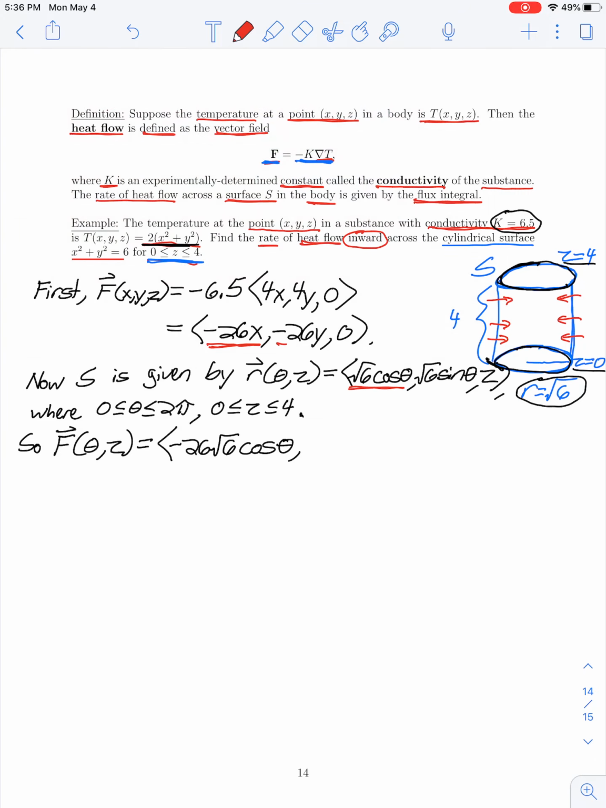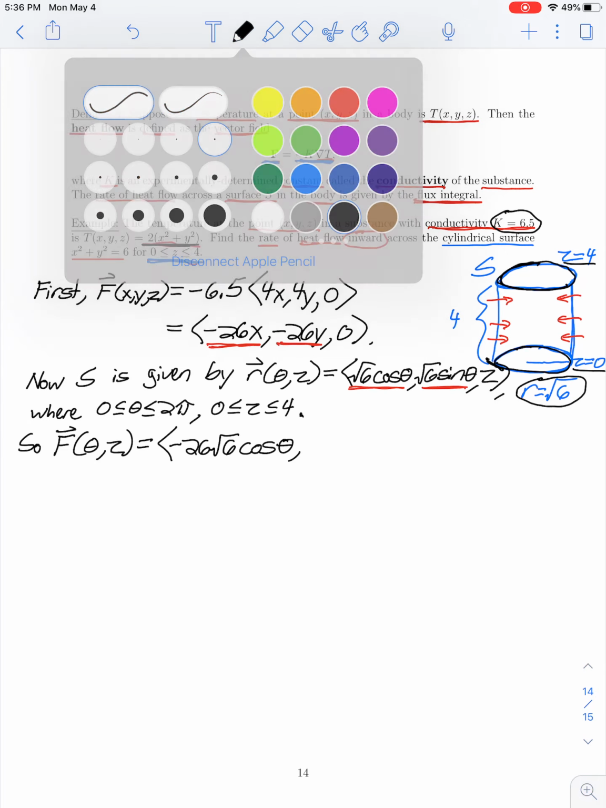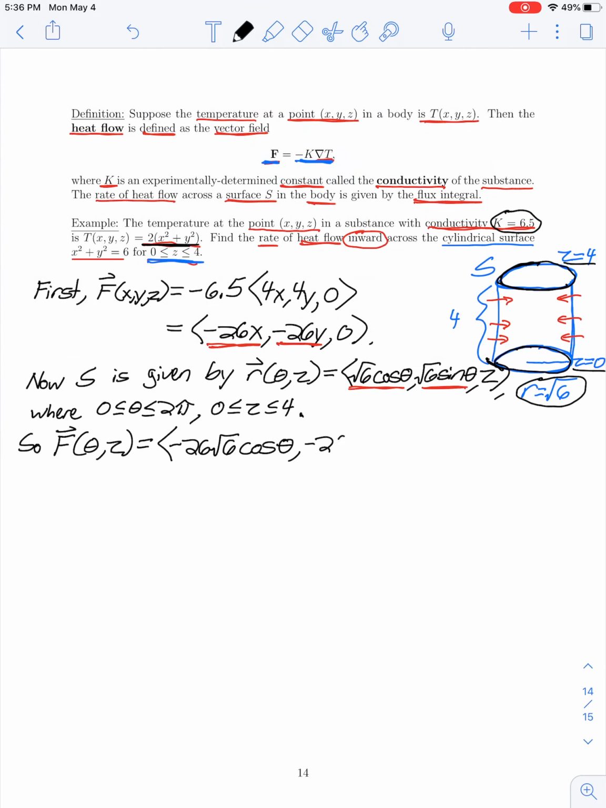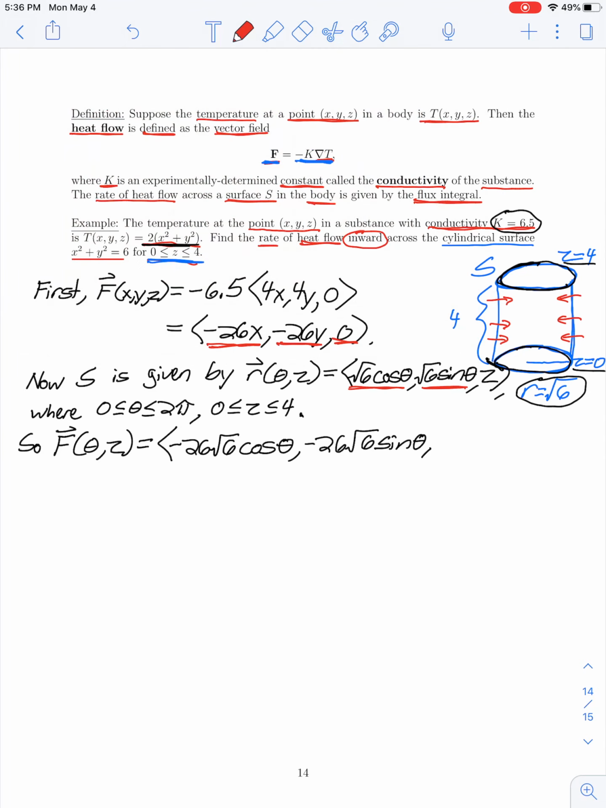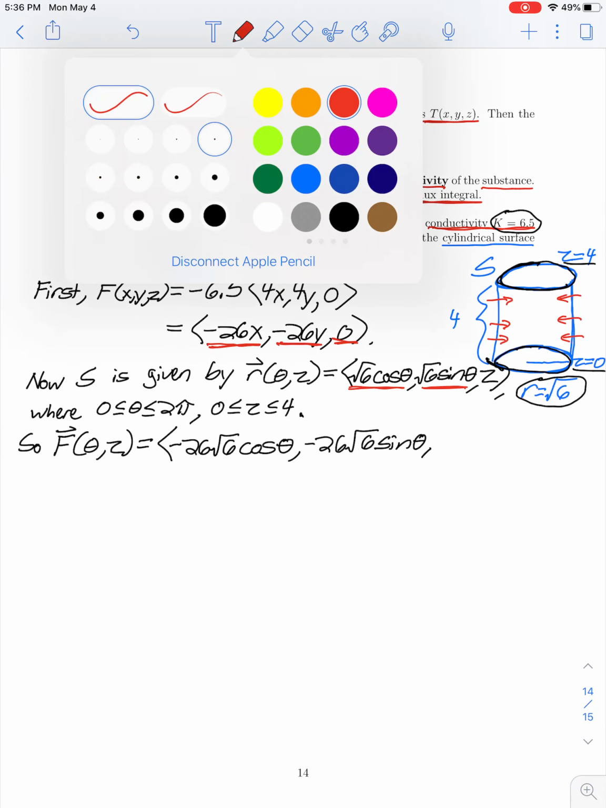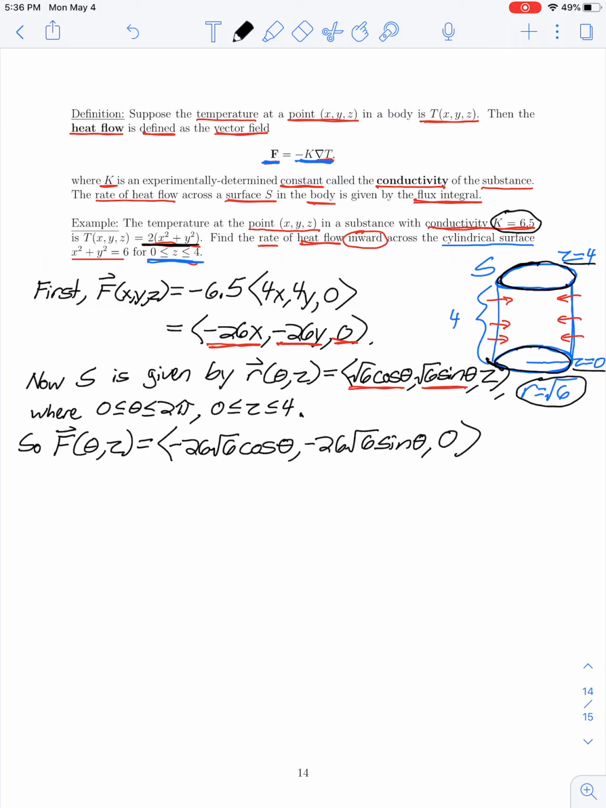Our second component for the field was negative 26y, but for points on the cylinder, y is given by root 6 sine theta. So we have negative 26 root 6 sine theta. And then our z component is always 0 for that field. So here we have 0.